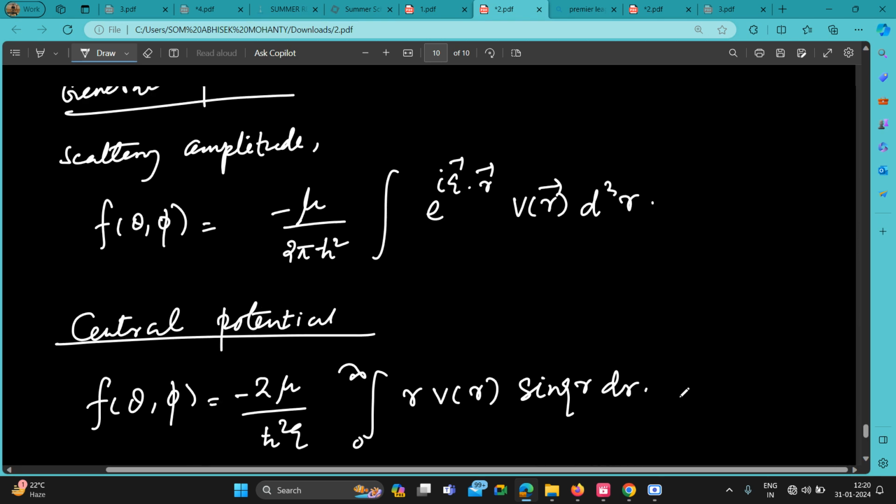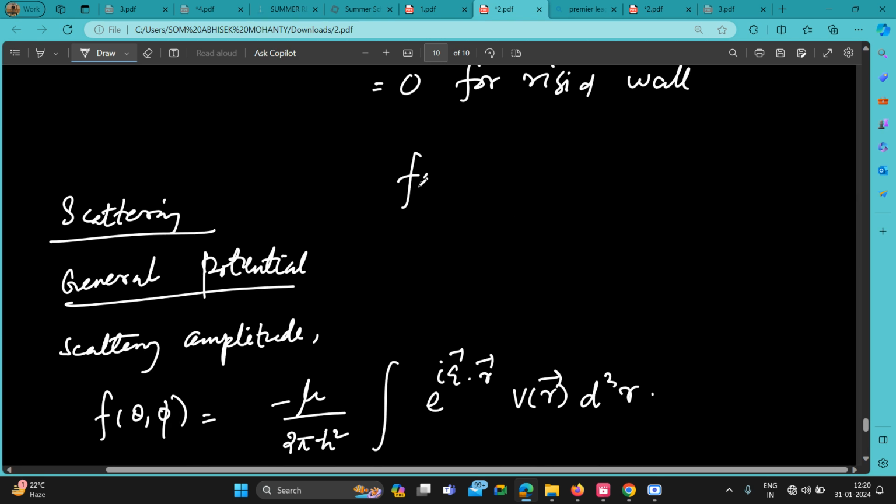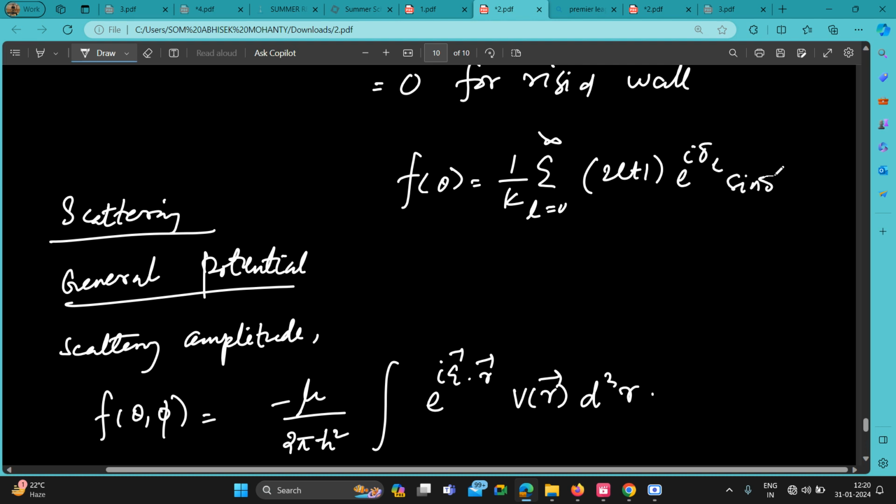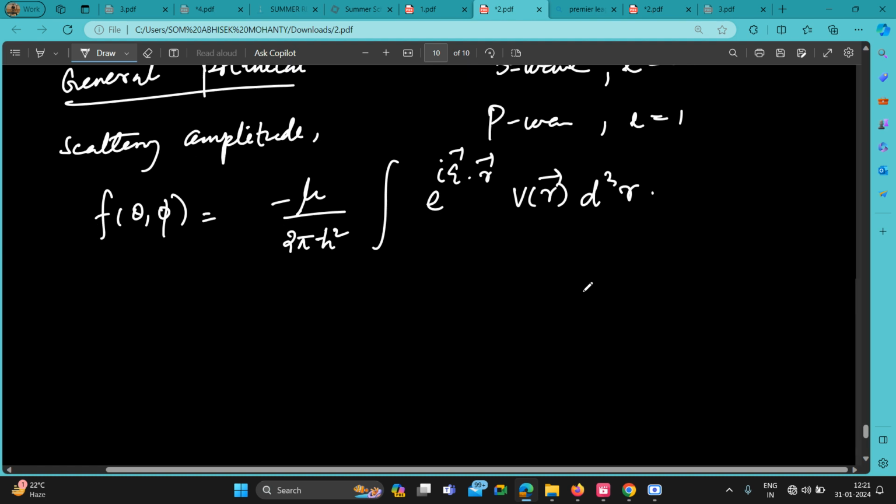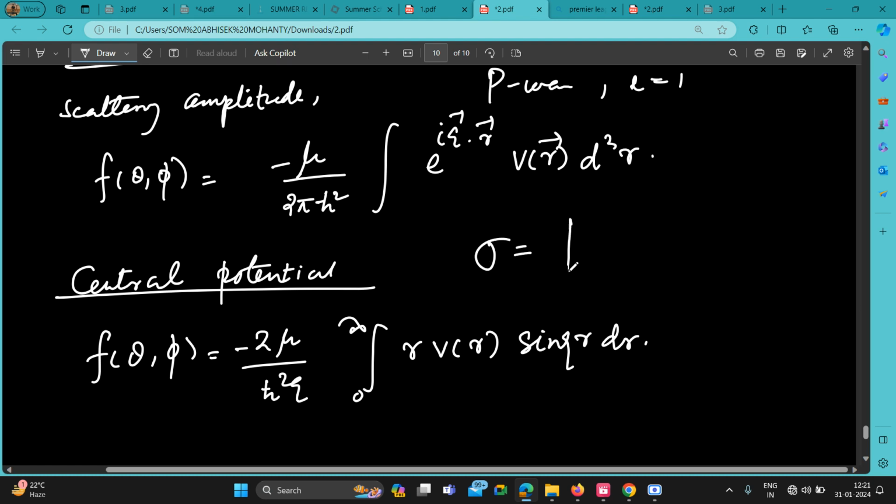Another formula for the scattering amplitude can be f(theta) equal to 1 by k times the summation over L from 0 to infinity of (2L plus 1) e to the power i delta L sin delta L P_L(cos theta). This is for S wave and P wave. For S wave, L is equal to 0. For P wave, L is equal to 1. Your cross section is actually the square of f(theta, phi).